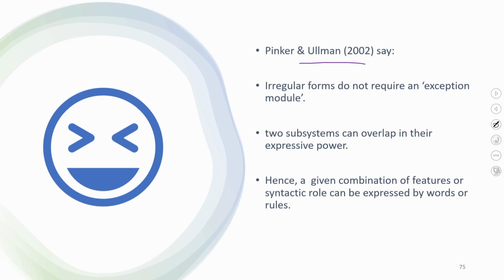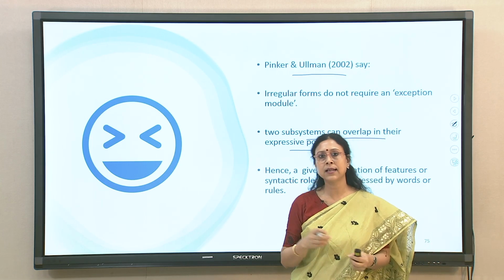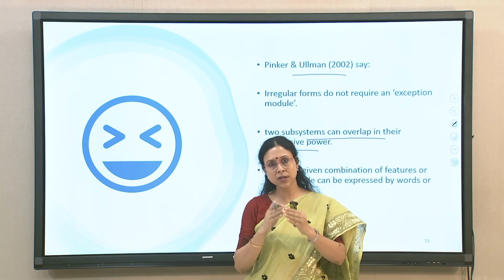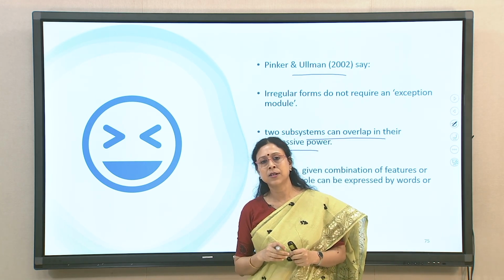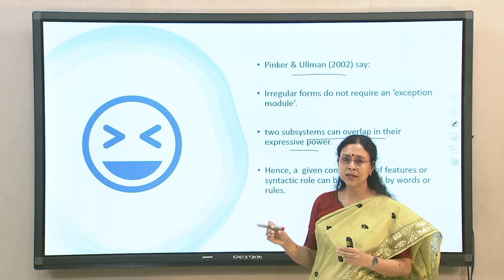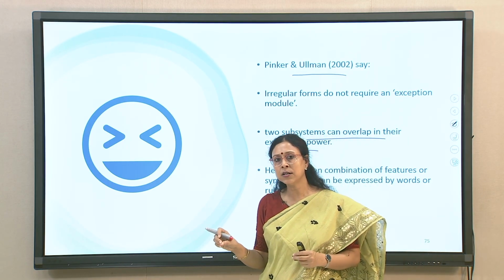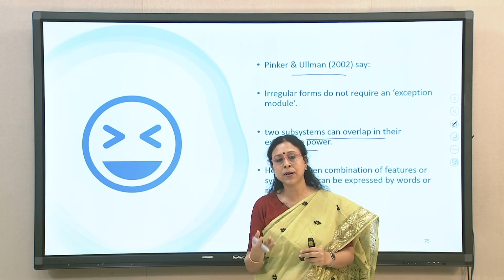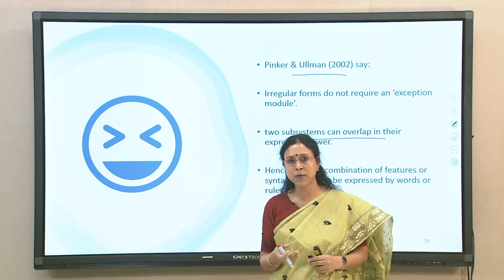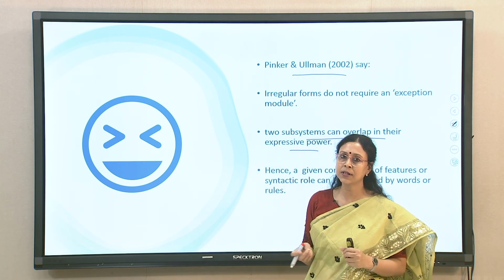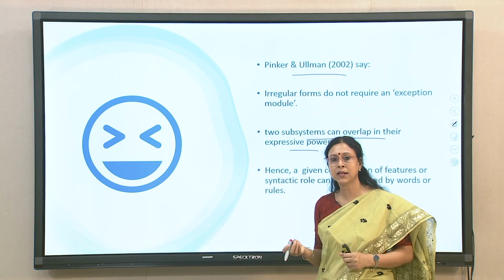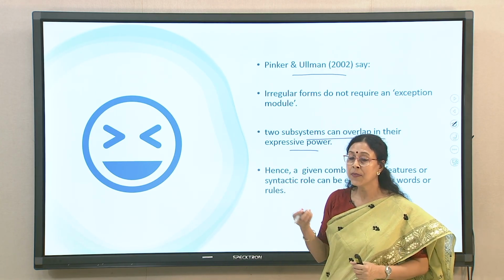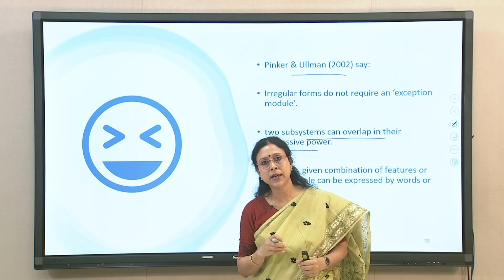Two subsystems can overlap in their expressive power. What they mean by expressive power is the grammatical function. The two subsystems are the lexical and the grammatical subsystem, both part of the superordinate node of the language faculty. So, some entities in the lexicon and some entities in the grammatical category can have a similar kind of grammatical purpose, or what they call expressive power. Even if they belong to two different subdomains, the overlapping is in terms of the function that they perform in the sentence.